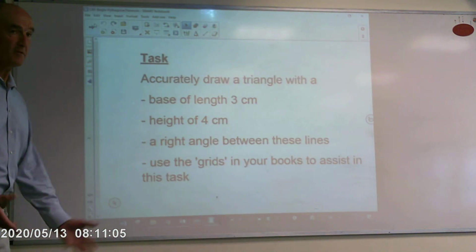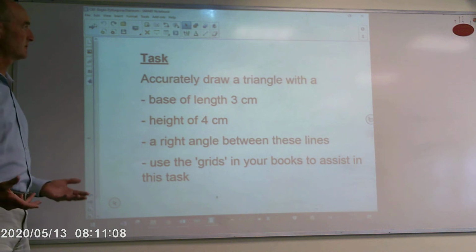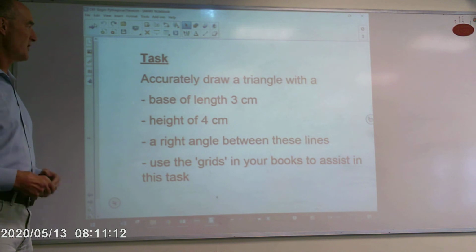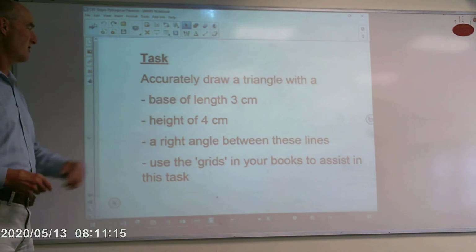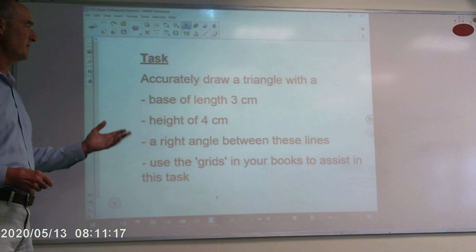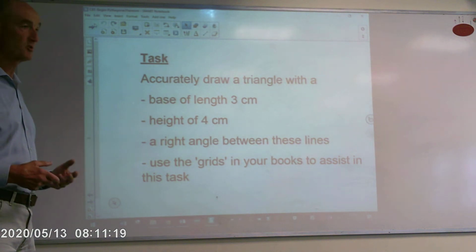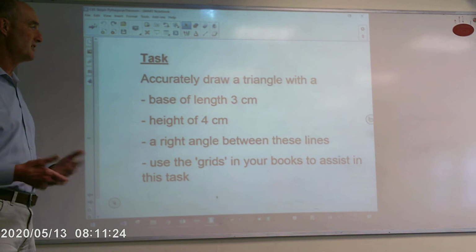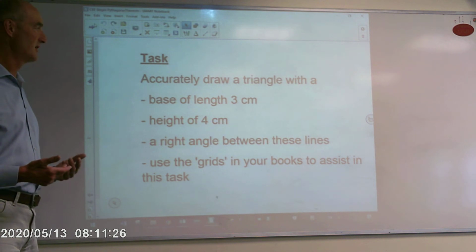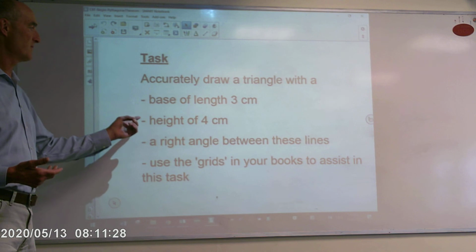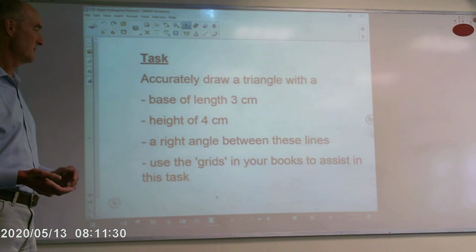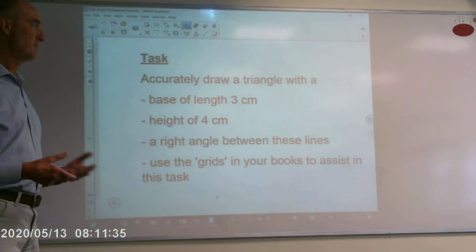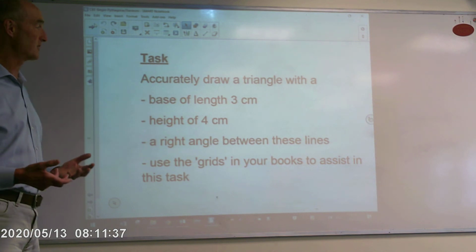Okay, if you've got the facility to do this, and don't worry if you haven't, because I'll take you through it anyway. Accurately draw a triangle with a base length of 3 centimetres and height of 4 centimetres. But make sure you've got a right angle between those lines. So if you've got your squared paper available to you, your exercise book, it's easy to create a right angle with that. One side of 3 centimetres, one side of 4 centimetres, right angle between them. Once you've drawn those two lines, complete the triangle and measure the length of your third side.